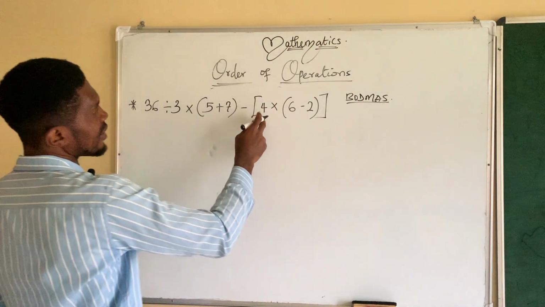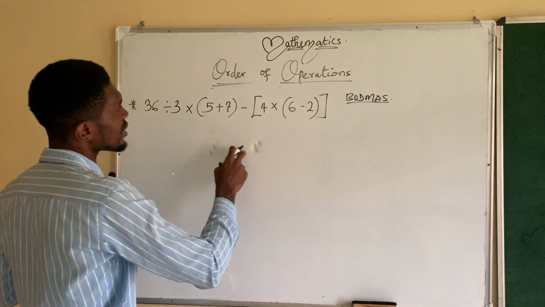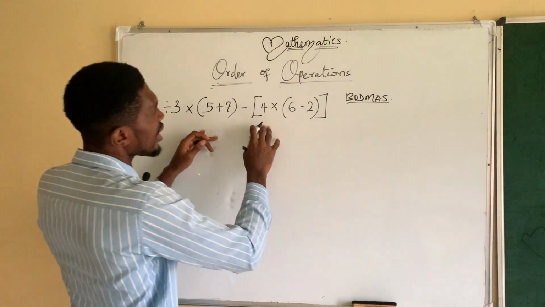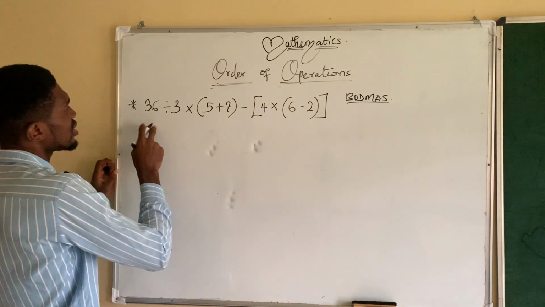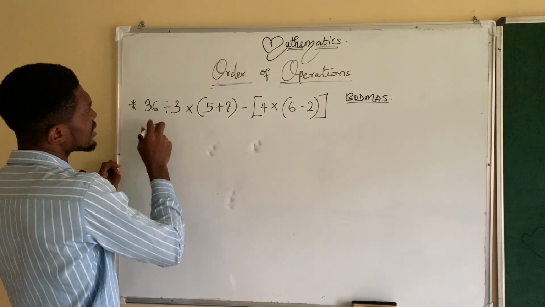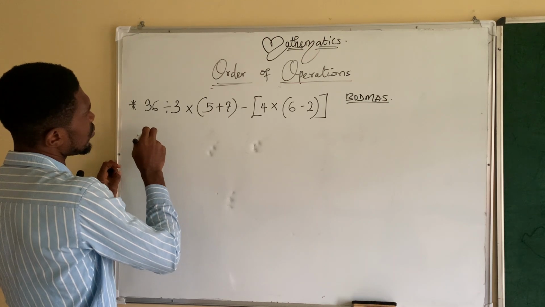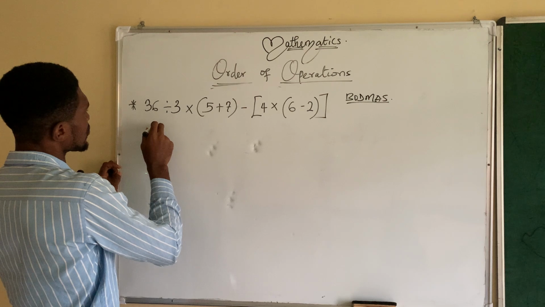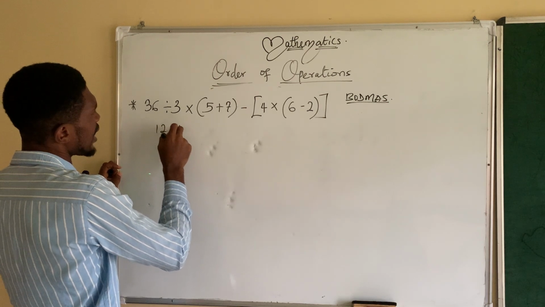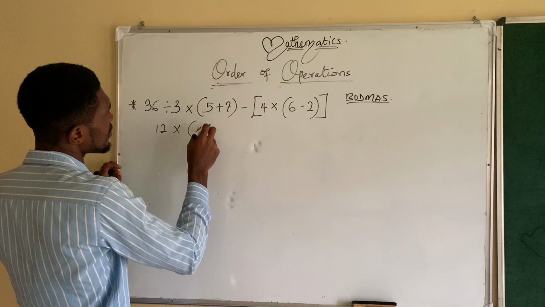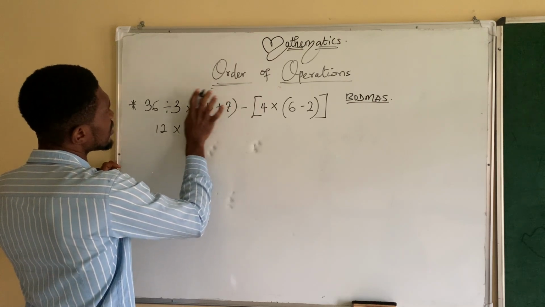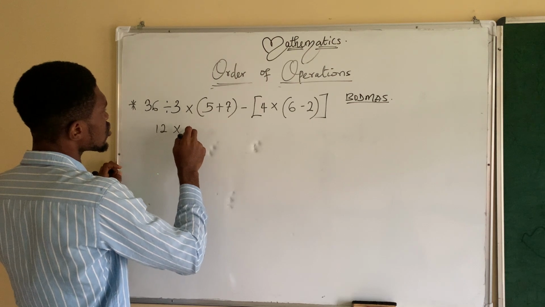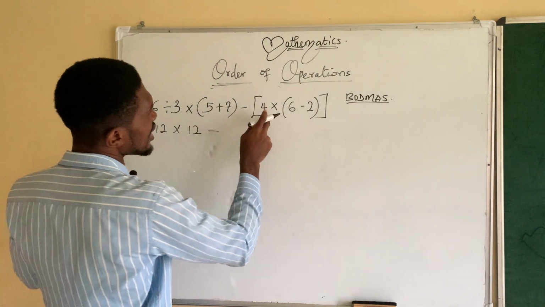But then we have here our square bracket. Let's have our square bracket first. But then we can still be solving here till we get to this place. It doesn't really matter. 36 divided by 3, we have 12 times 5. Okay, now let's solve the bracket. 5 plus 7. 5 plus 7 is 12. Minus, then let's solve this.